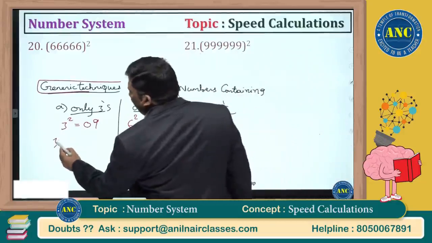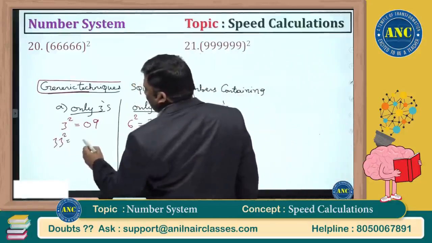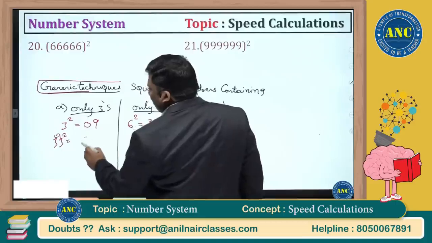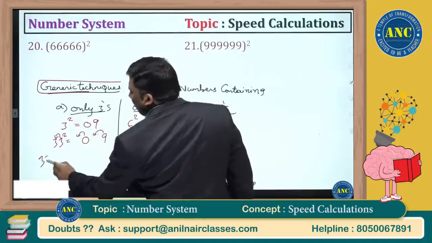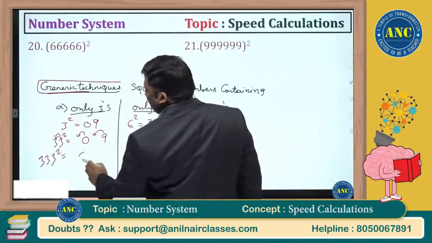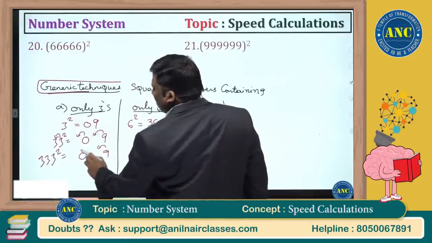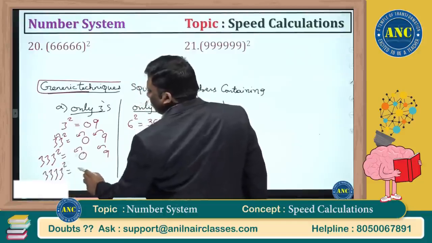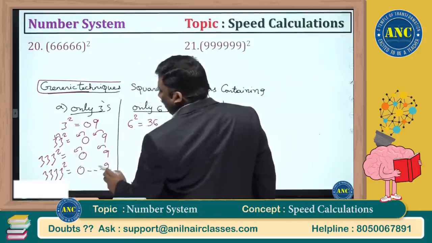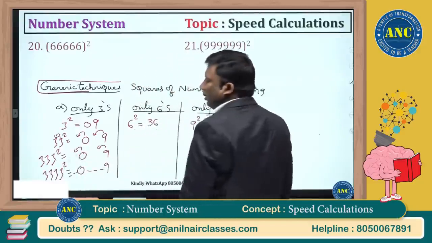Before 3, I am adding another 3: 33 square. One more 3 I am adding. So before 9, add a digit; before 0, add a digit. Before 3, I am adding two 3s. Before 9, add two digits; here also add two digits. Four 3s square. Before 9, I am adding three digits; here also add three digits.